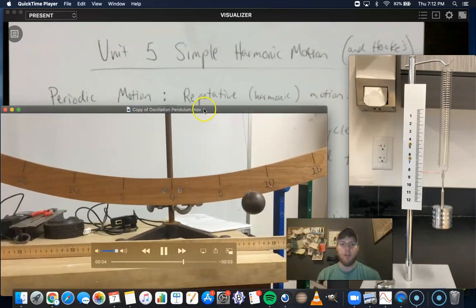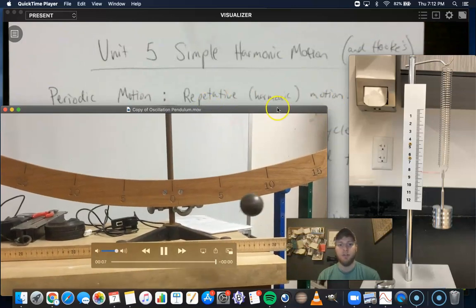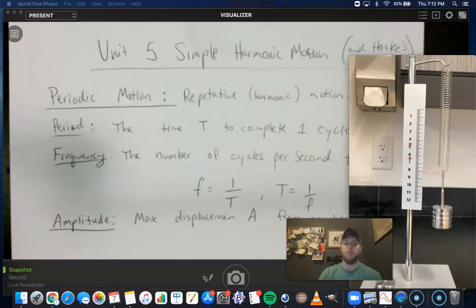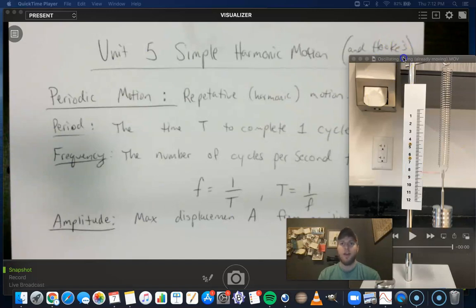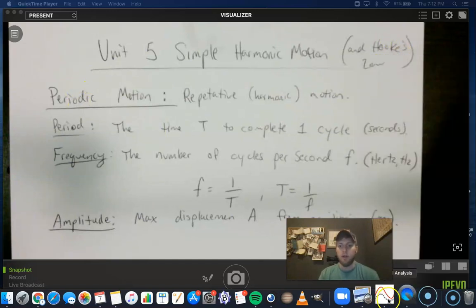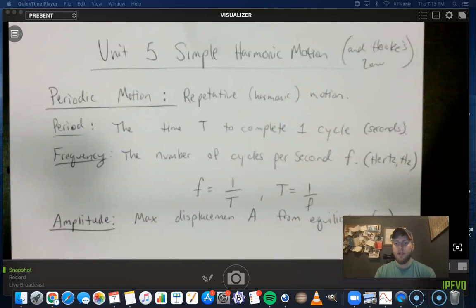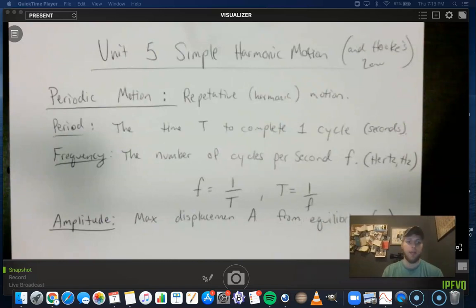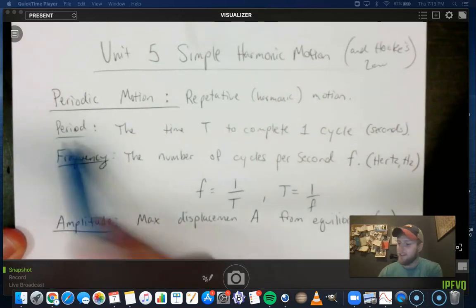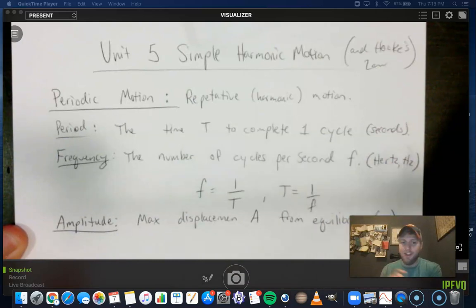Now, periodic motion is just any kind of repetitive motion, and I've already written out a few notes, so feel free to pause and write this down. Periodic motion has three key variables that we can measure. The first is the period of time that it takes to repeat one cycle. We call that simply the period T, measured in seconds.